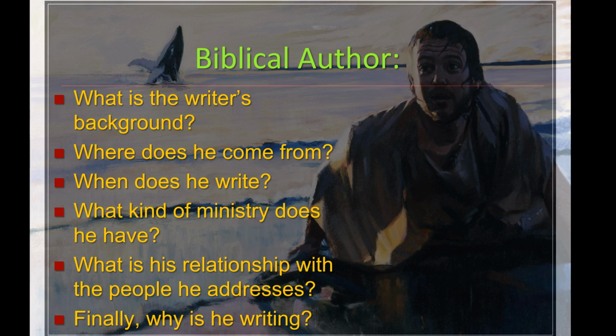Well, let's review. When we think about historical cultural context, we first need to consider the biblical writer. These items include: first, what is the writer's background? Second, where does he come from and when does he write? Third, what kind of ministry does he have? Fourth, what is his relationship with the people he addresses? And finally, fifth, why is he writing? Answers to these kinds of questions will give you insight into the circumstances of the biblical writer and clarify the meaning of what he has written.